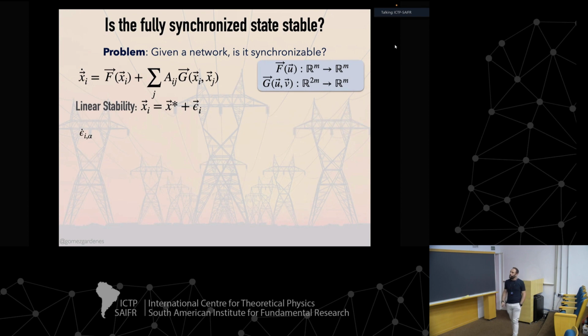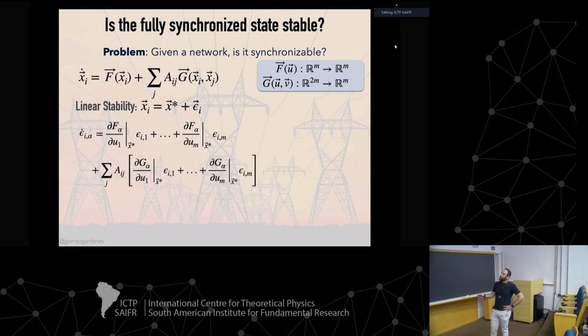If I do so, I can concentrate on the evolution of the alpha component of the perturbation of node i. Alpha can take values from 1 to m. Remember, while i, the node, can take values from 1 to n. If I do so, these perturbations have different contributions from the linearization. I'm not going to do the linearization, it's just to take the derivative, but it's very, very easy. The first contribution is the linearization of function f, which contains all the derivatives of all the variables of function f evaluated at the fixed point.